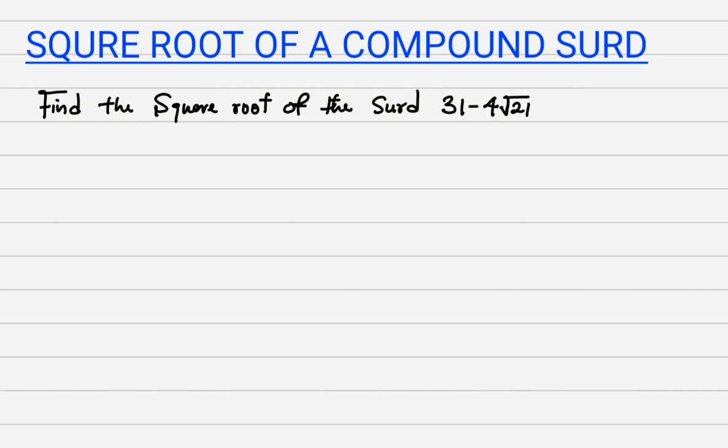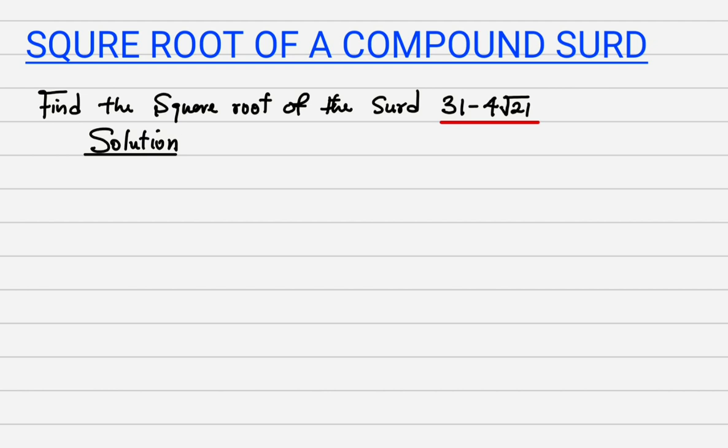Today we are going to be looking at square root of a compound surd, and I have a question which says we should find the square root of the surd 31 minus 4 root 21. Solution now. What are we to do with this question? Now, remember, we are looking for the root of this particular compound surd.